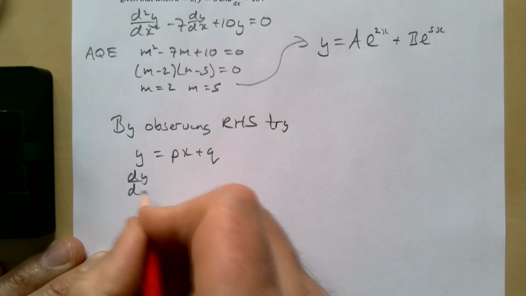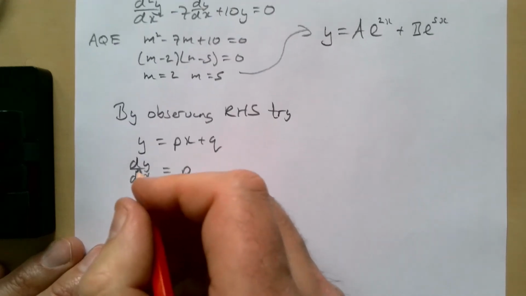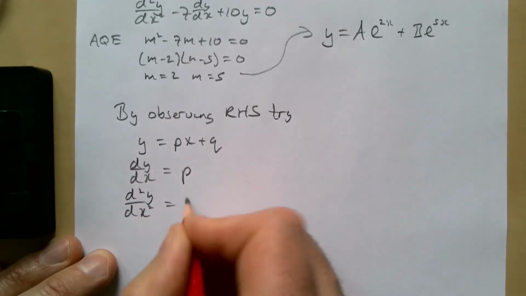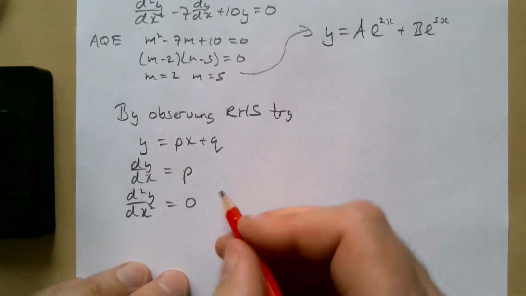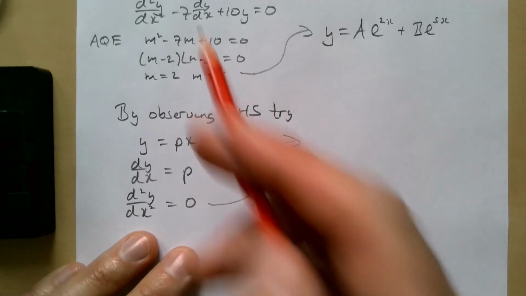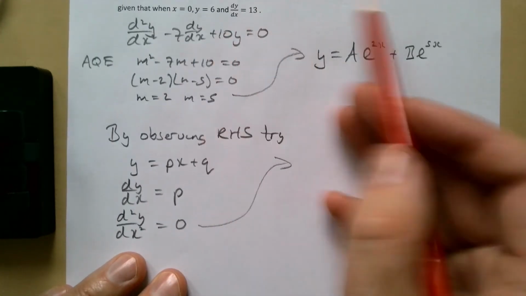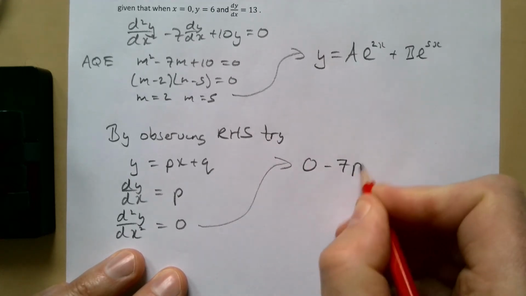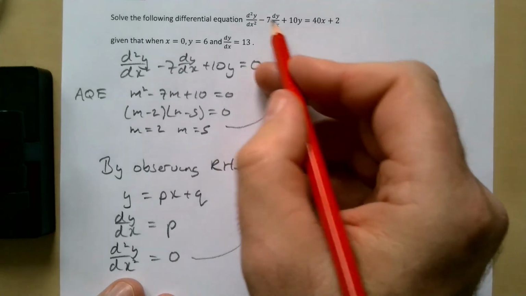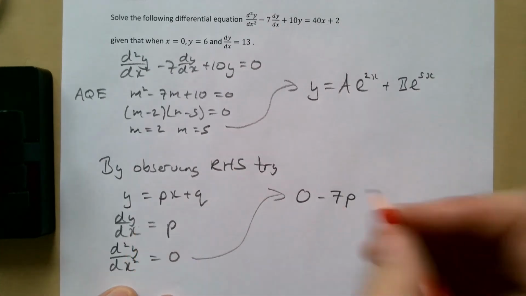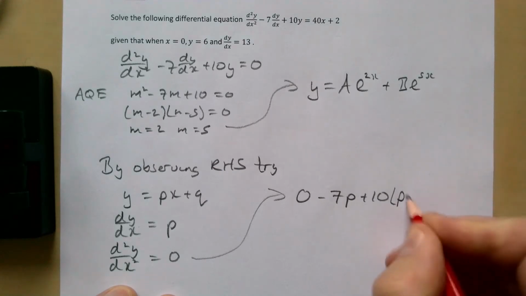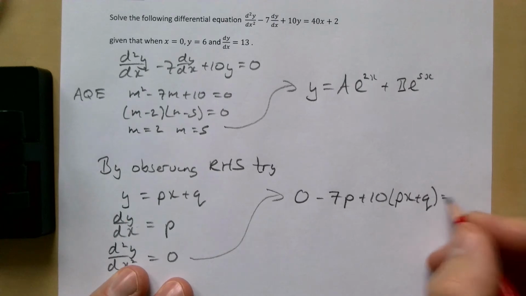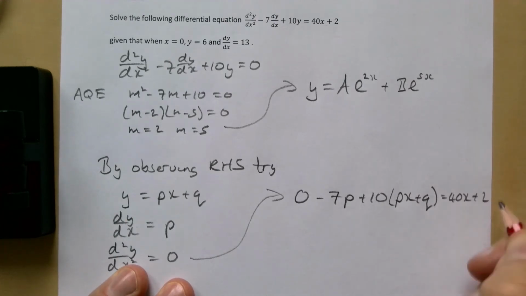We then have dy by dx, which is p, and d2y by dx squared, which is 0. If we substitute this in to our above equation, we're going to have 0 minus 7p. Be great if you could see that. So my p is obviously my dy by dx, plus 10 times px plus q, and I'm setting that equal to, of course, 40x plus 2.